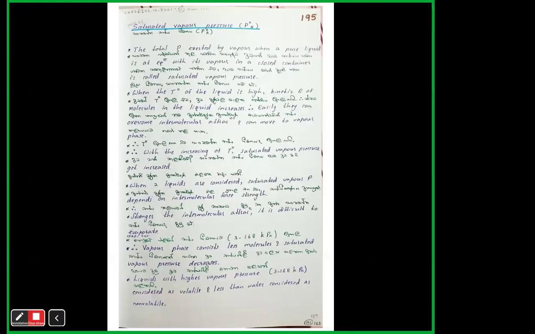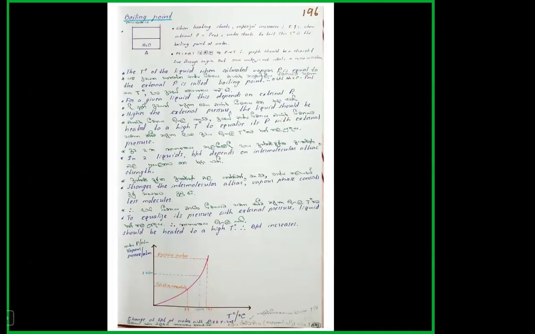Then saturated. What is the meaning of saturation? Saturation means the maximum number of molecules that can exist inside the vapor phase. That is the saturation. Then the boiling point.